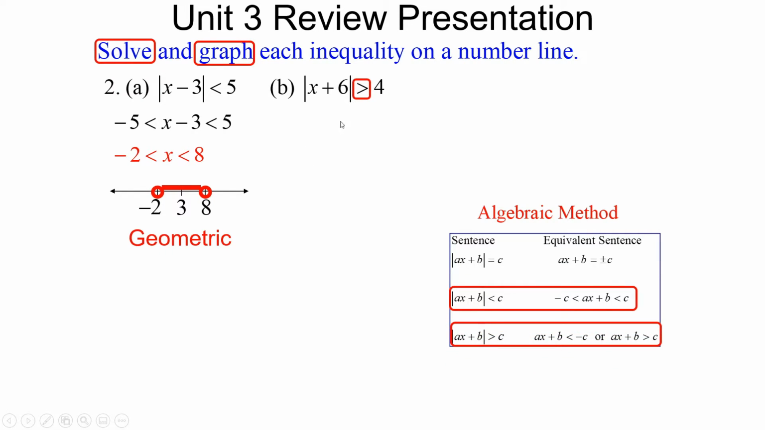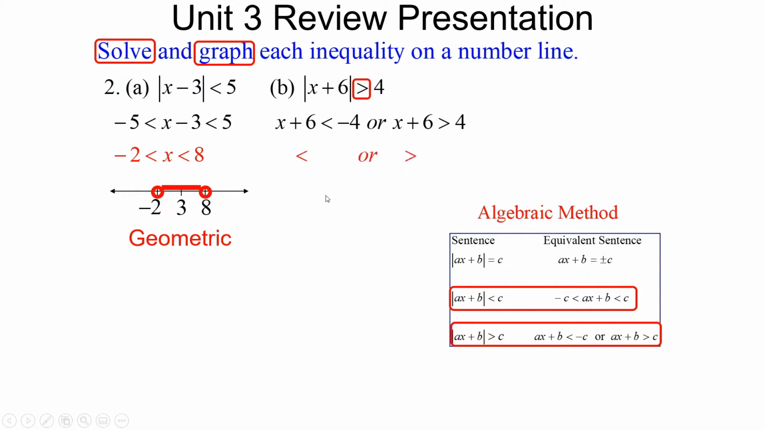All right, so this is going to set up two separate inequalities with an "or" in between them. So there's my or. And I'm going to start with x plus 6 is less than the opposite of c. So that's x plus 6 is less than -4, or x plus 6 is greater than 4. And then you just solve each of these.